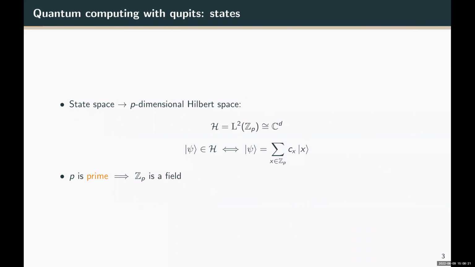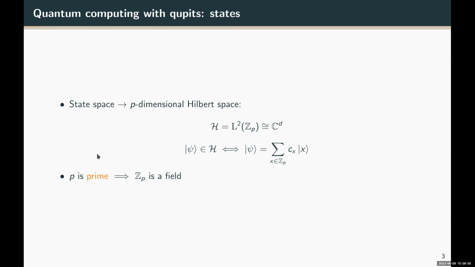Now, diving straight into the subject matter, what do I mean by quantum computing in odd prime dimensions or stabilizer theory in odd prime dimensions? Well, the state space for what I will call a qubit is just going to be a p-dimensional Hilbert space. And in order to set up notation, we will decompose an arbitrary state or vector in this Hilbert space along an arbitrarily chosen orthonormal basis of size p, which we'll call the computational basis, and we label the elements of this basis with the elements of the finite group of integers modulo p.